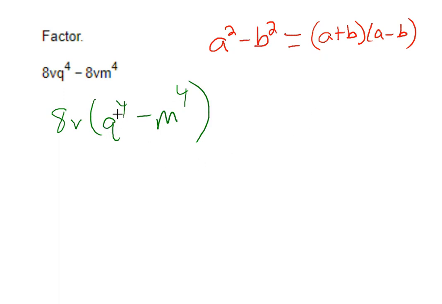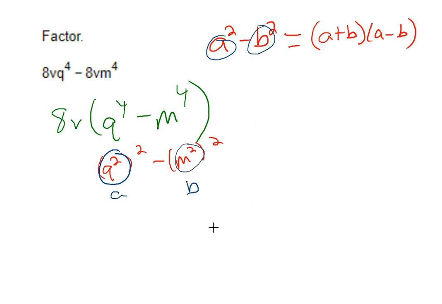In this case, these are to the 4th power, but I can rewrite these as things being squared. So I can rewrite q to the 4th power as q squared to the 2nd power. And I can rewrite m to the 4th power as m squared to the 2nd power, right? Because again, those would multiply back to 4. And so instead of a squared, I have q squared being squared, right? So instead of a, I have this being squared, and instead of b, I have this being squared.